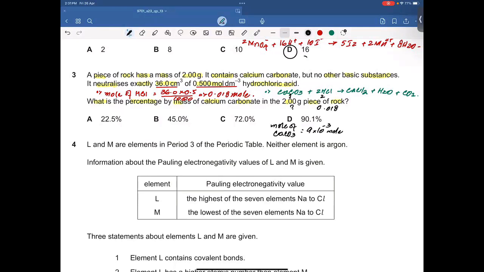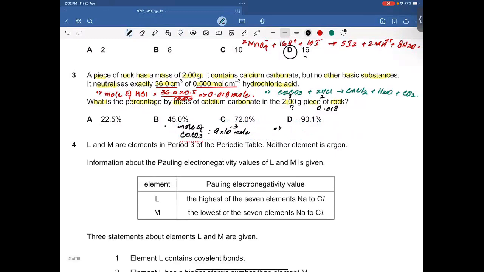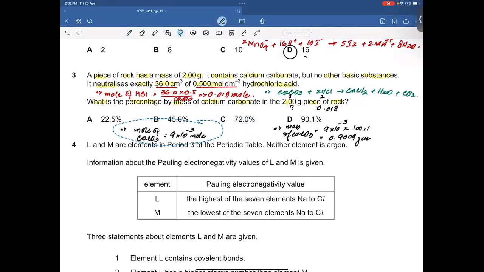So I need to find out the mass. This is moles of calcium carbonate. All right. Now the next step is mass of calcium carbonate. And for that, I need to multiply moles into Mr of calcium carbonate, which is 100.1. So it's going to be 0.9009 gram. Examiner is asking for percentage by mass of calcium carbonate.